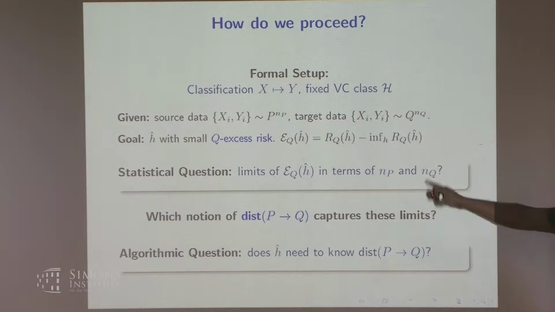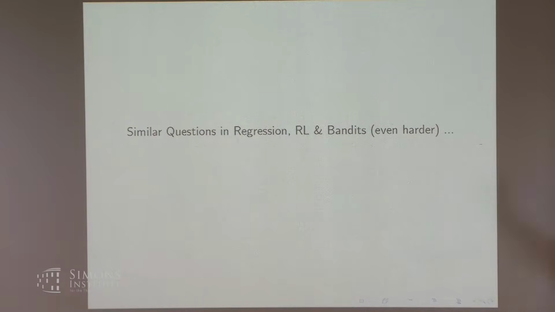And both questions are quite important, these two. Any question about the setup? All right. So similar questions in... Does the algorithm get to know that there are distinct samples from P and Q? The algorithm knows that this is the sample from P, this is the sample from Q.